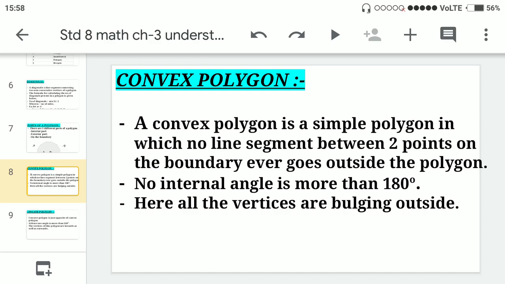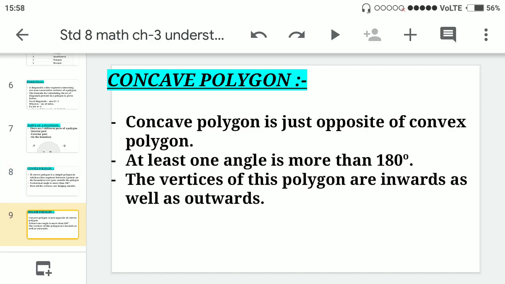Okay, then another thing is what? Here all the vertices are bulging outside. That means whether it is 4 or 5 or 6 vertices, all the vertices are bulging outside only. Then move to concave polygon. So concave polygon means what? It is just the opposite of a convex polygon.